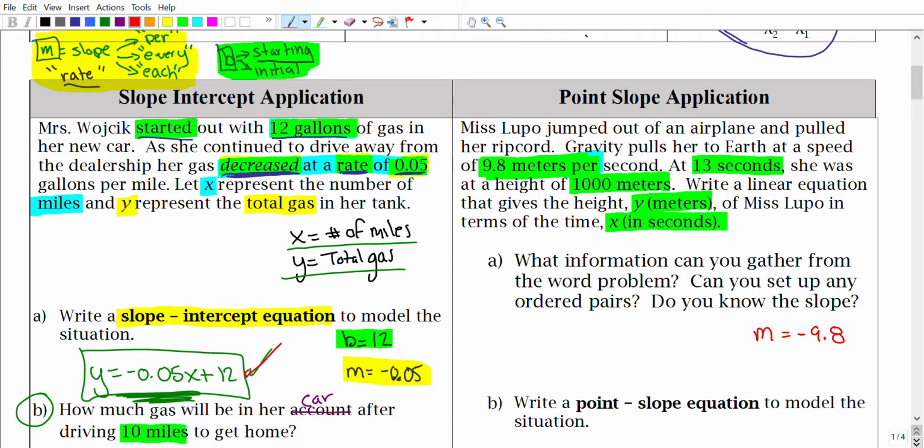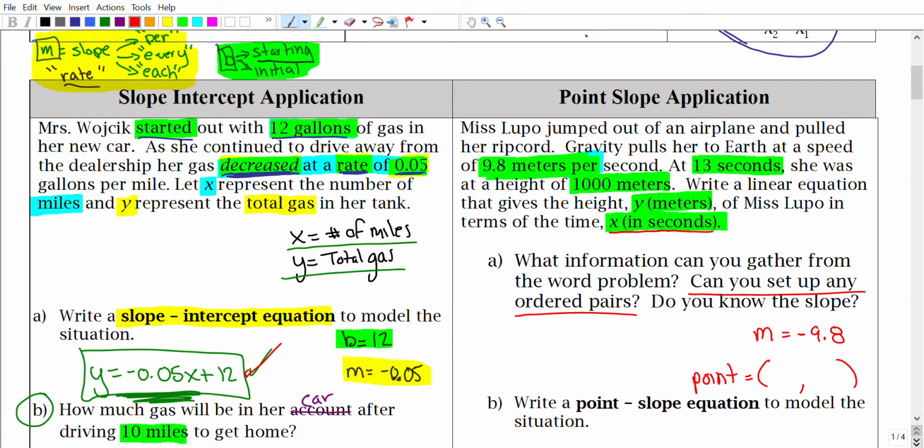Now, this is a point slope application. So we need to be able to model using a point. So can you set up any ordered pairs? Well, let's see. The only other numbers I see here are 13 and 1,000. So in a new ordered pair, so my point, what goes where? Well, let's see.